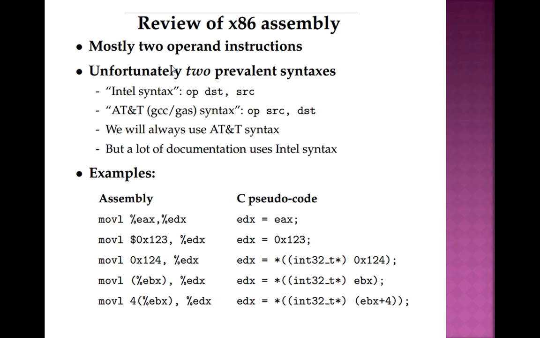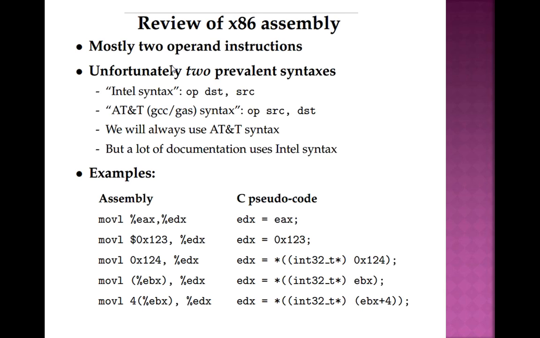Now the next part is x86-64, which contains 64 bits. So the first one is IA32 and the next one is x86-64. The first point is that it mostly has two-operand instructions. So it contains mostly two operands.